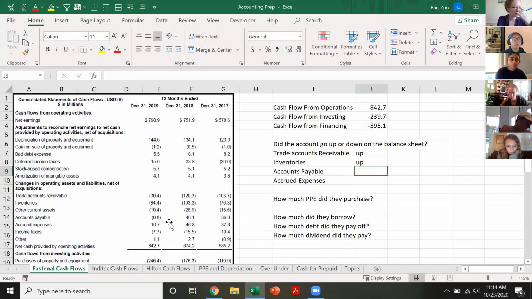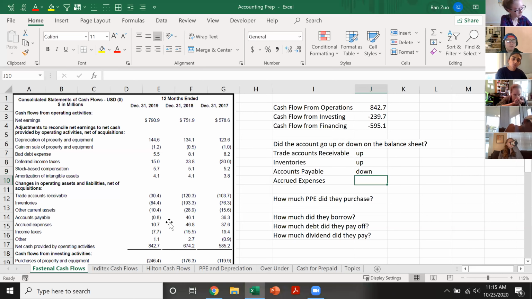Okay, accounts payable. Any volunteers? Would accounts payable go down? Yes, it went down. Tell me why. Because since it's an outflow of cash, that means you were paying off some of those accounts. Yeah, very good. So accounts payable went down by 0.8, which means you paid 0.8 of whatever you owe to your suppliers.